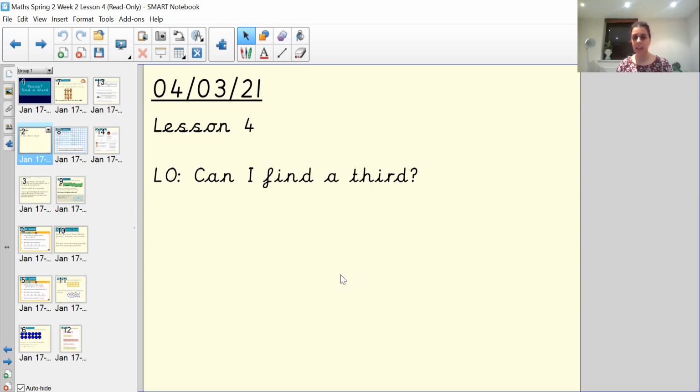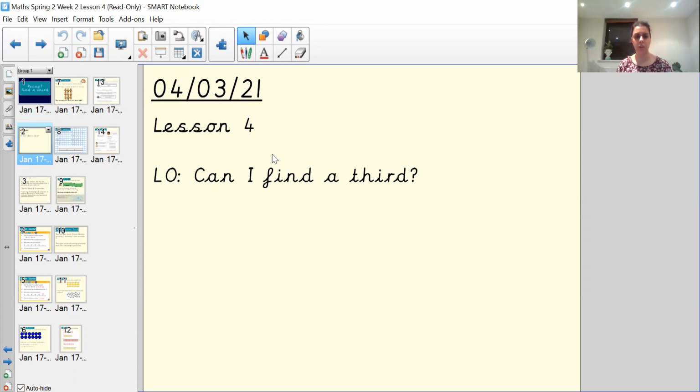So let's have a look at what we're doing. Today we're looking and focusing on finding a third. Now I know you've had a look at fractions this week, and we're going to be focusing on a third and recapping what we already know about it. And then in tomorrow's live session, the main focus of it is to discuss how you're feeling about coming back, but also if you do have any maths or English questions about anything that's happened this week, we can go over some of those tomorrow in the live as well.